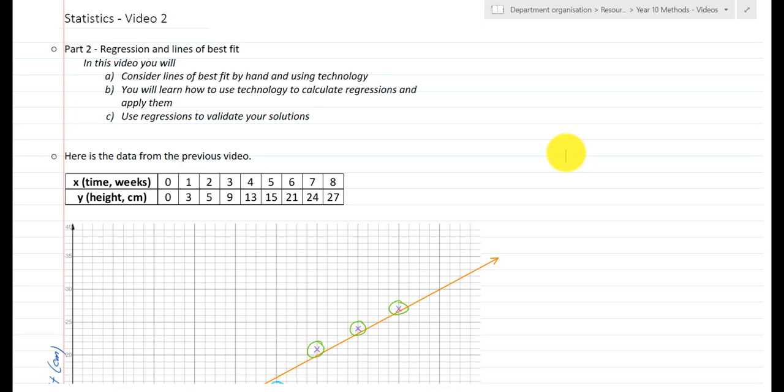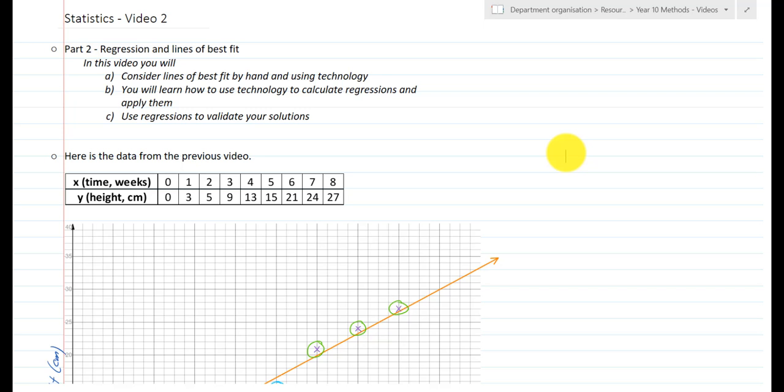So in this video, we're going to consider lines of best fit drawn by hand and using technology, although my by-hand ones might be a bit different because I'll be using technology. We'll also talk about how to use different types of technology to calculate regression and apply them. I'm going to talk specifically about Desmos and Excel, but you'll also maybe have a graphics calculator you can use, and you would benefit by talking to your teacher about how to do that. We'll also talk about how to use regressions to validate your solution.